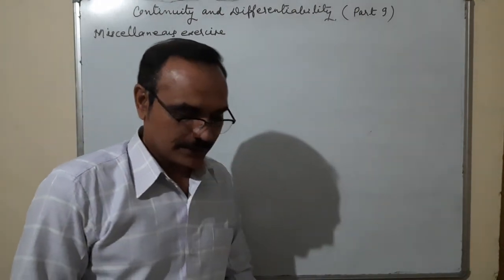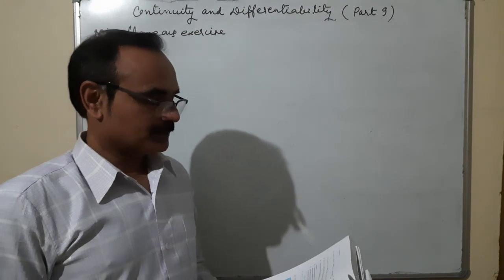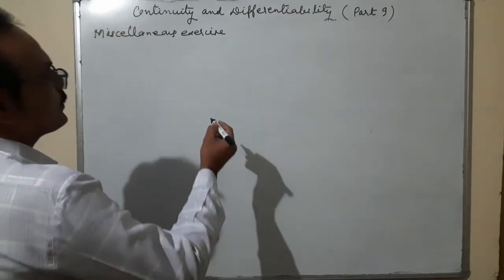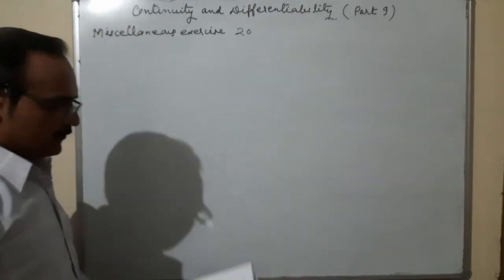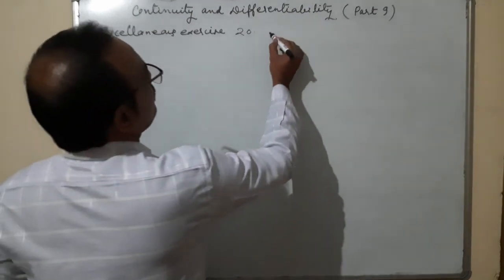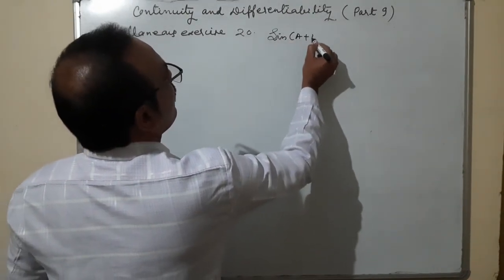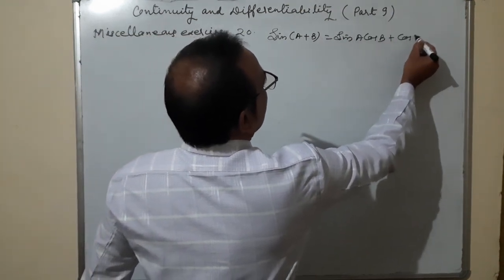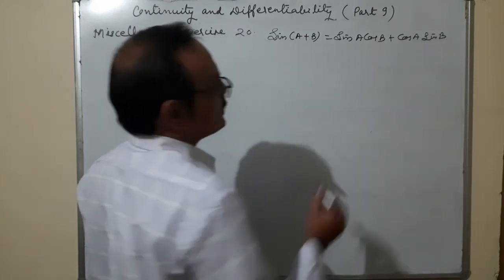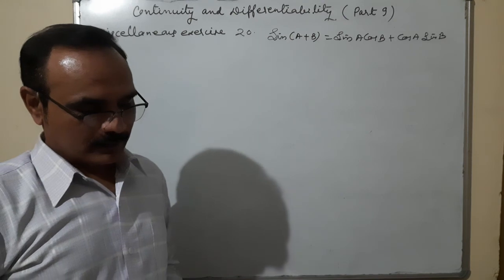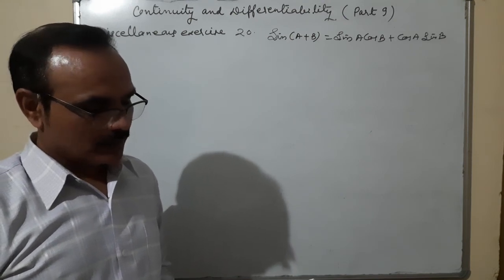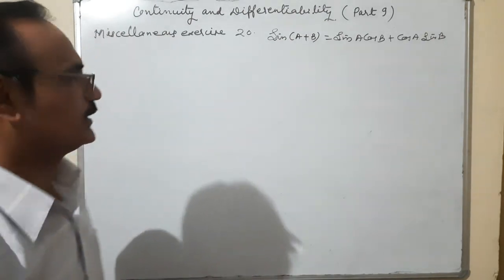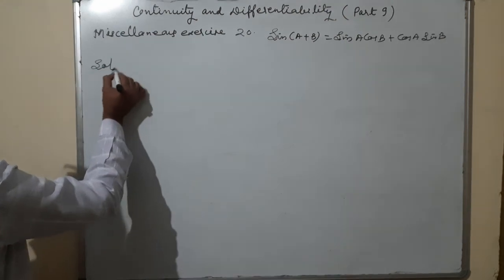After this question, I want to take question number 20. Using the fact that sin a plus b is equal to sin a cos b plus cos a sin b, using this fact, by differentiation obtain the sum formula for cosine. That means with the help of this formula, using differentiation, we are going to find the cosine formula. Okay. What are we going to do for the cosine formula?